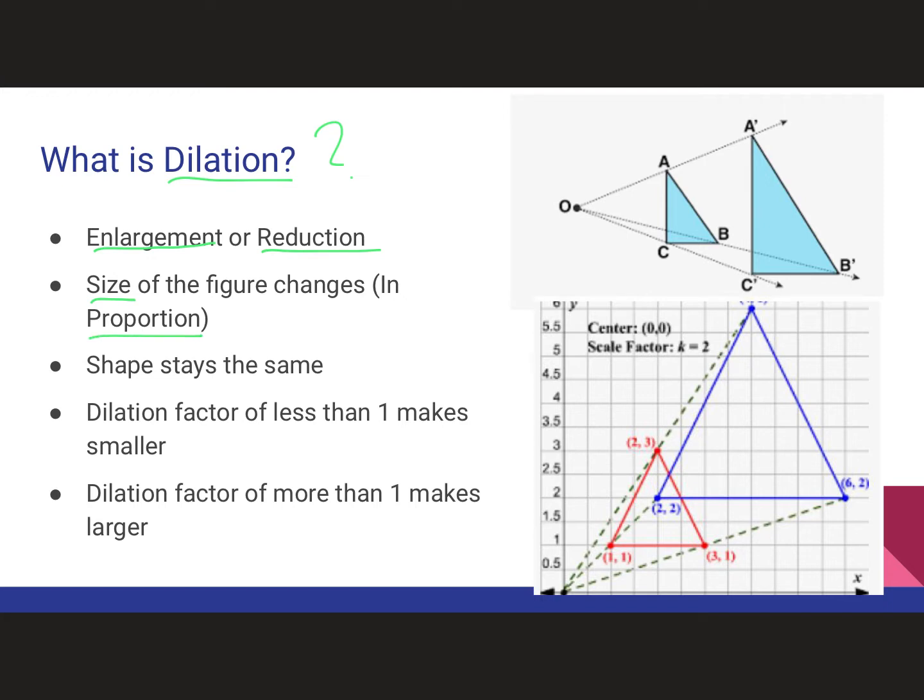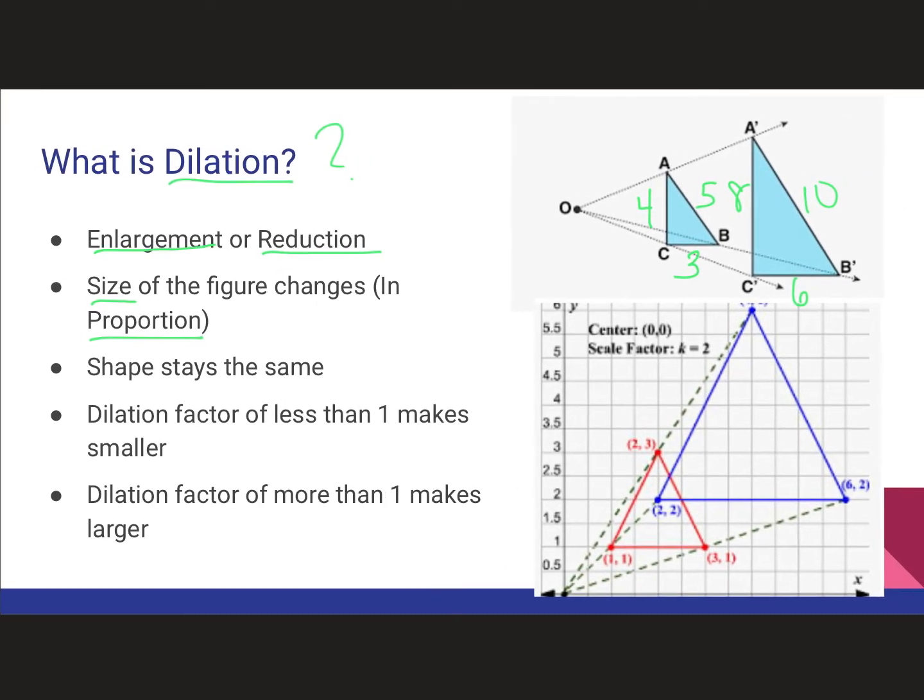It is in proportion. So if these sides were 1, 1, and 2, or that doesn't actually make a triangle. So let's try. These sides were 4, 3, and 5. These ones might be 8, 6, and 10. Okay? The shape stays the same. Notice it is the exact same triangle.